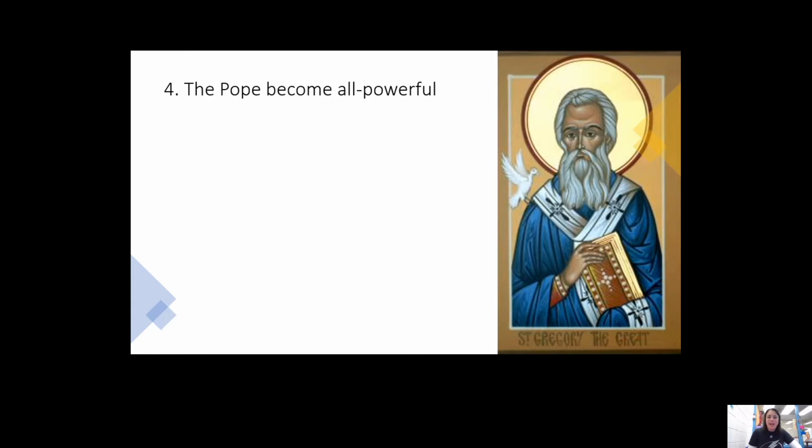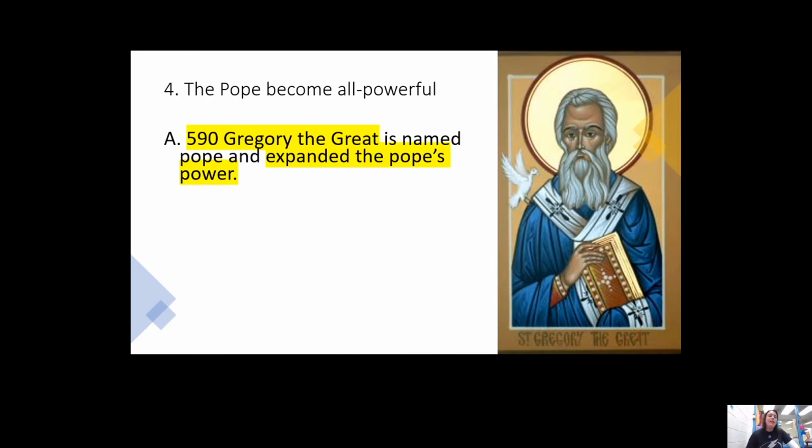And this started because of this guy right here. His name is Gregory the Great. In the year 590, he was named Pope, and he expanded the Pope's power. He made it so that the Pope could do more than just rule over Christians. He could raise armies. If he called these Europeans to go to the Middle East and fight the Muslims for the control of Jerusalem, you would do it. Even if you had to take care of your farm or your kingdom, the Pope comes first.